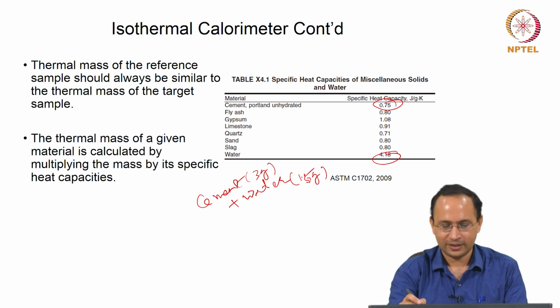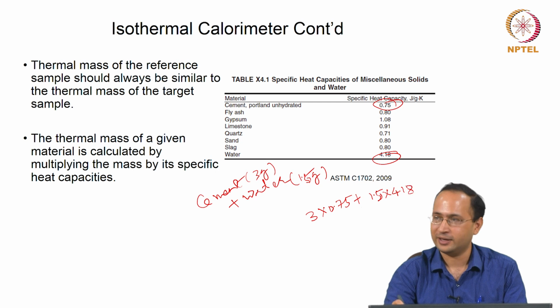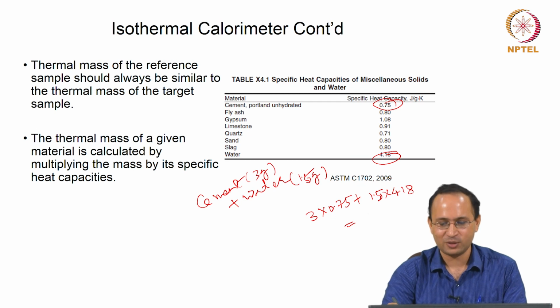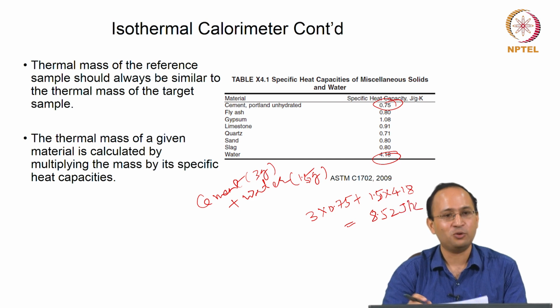Suppose you decide that you are using 3 gram of cement and 1.5 gram of water. So you can calculate the thermal mass of this system, cement and water. How will you do? 3 times 0.75 plus 1.5 times 4.18, clear? That is the thermal mass you are talking about. Obviously this will change if you want to try different water cement ratio, or if you want to add sand, but you can calculate the approximate thermal mass. In this case it comes out around 8.52 joule per Kelvin.